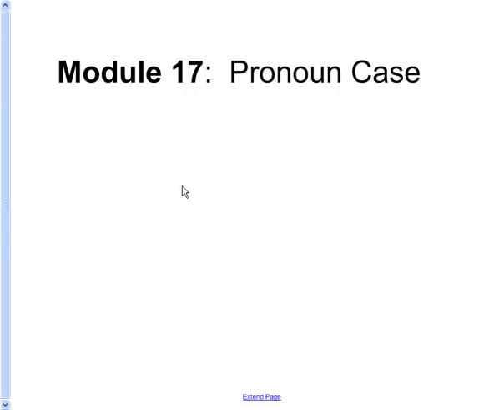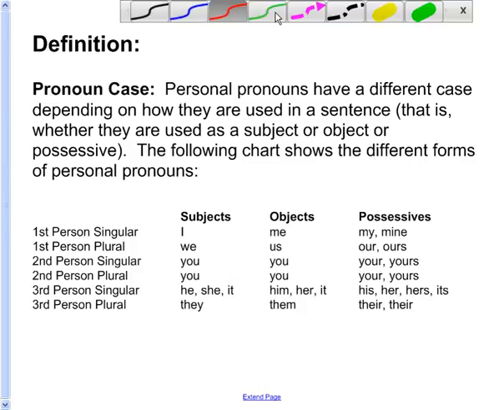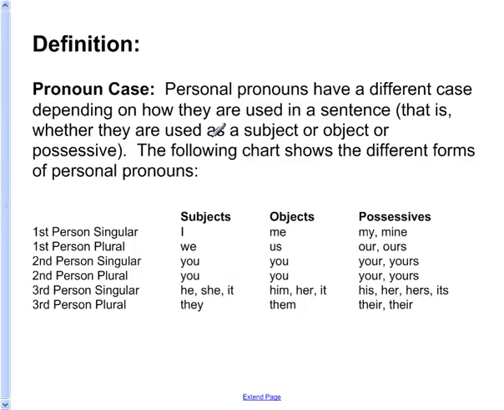Module 17, pronoun case. First, let's define pronoun case. Personal pronouns have a different case depending on how they are used in a sentence. That is, whether the pronoun is being used as a subject, or an object, or as a possessive pronoun. The following chart shows the different forms of personal pronouns.